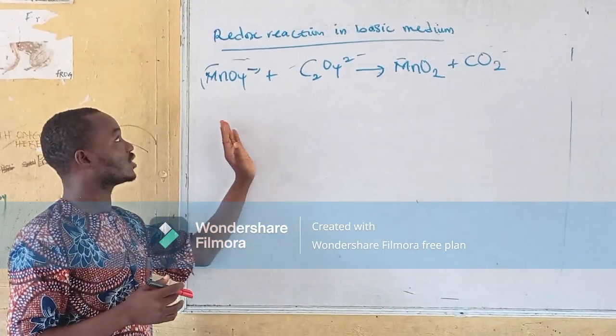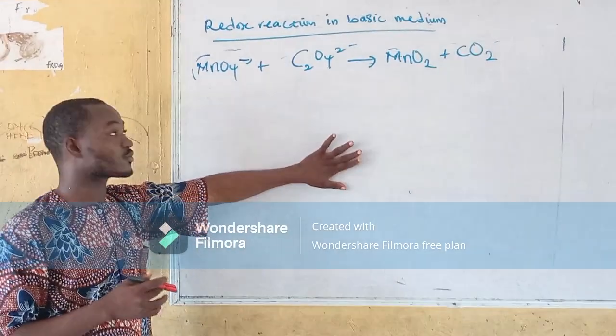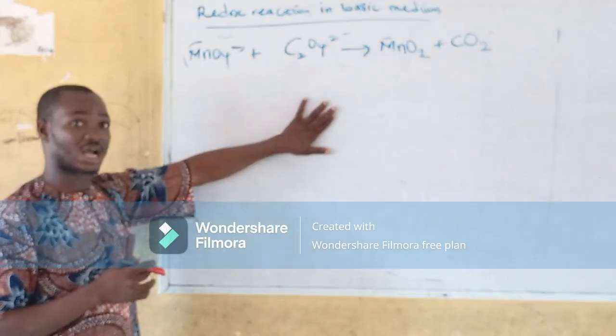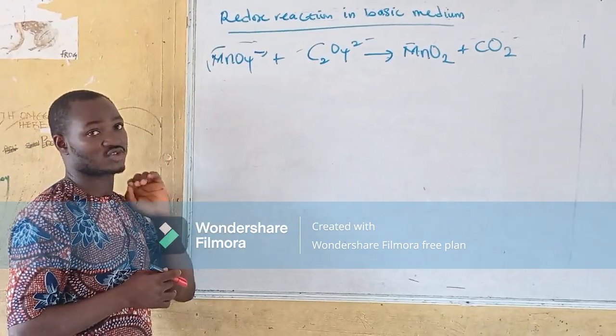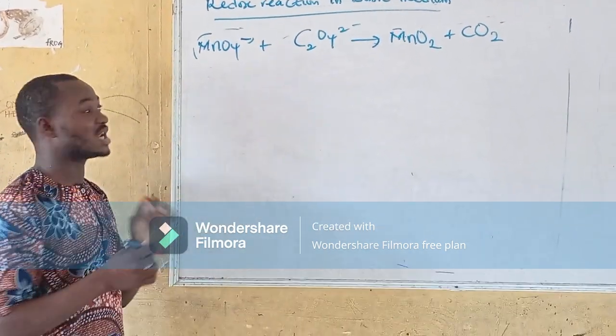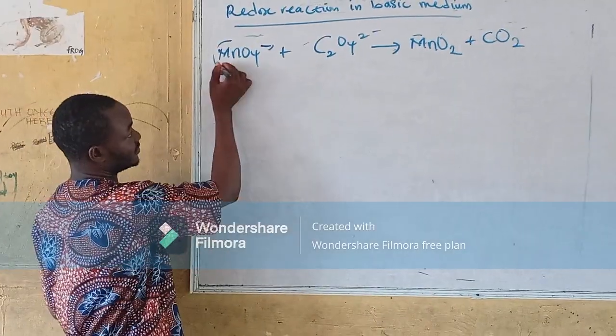So I'm going to be explaining how we can balance redox reactions in basic medium. So this morning I'm going to be teaching us how to balance it. The first thing you do is to get the oxidation number of your central element. In this case, the central element is manganese.